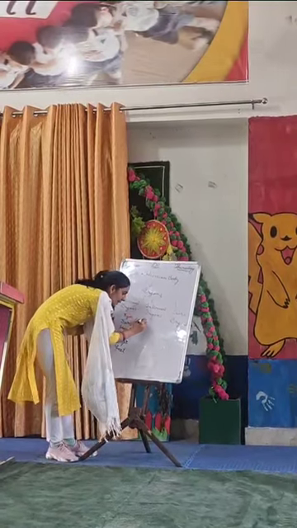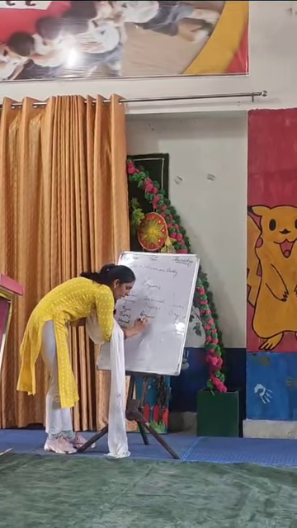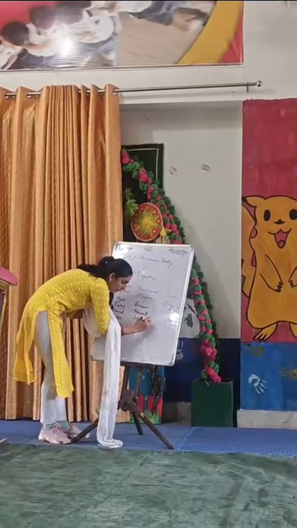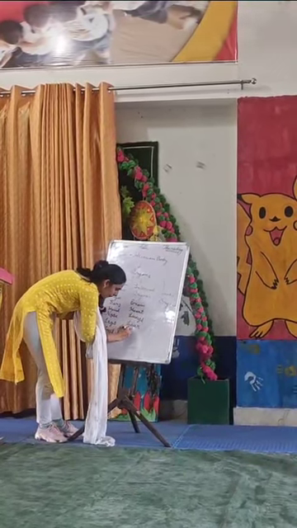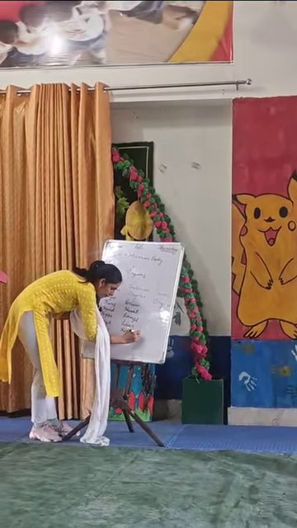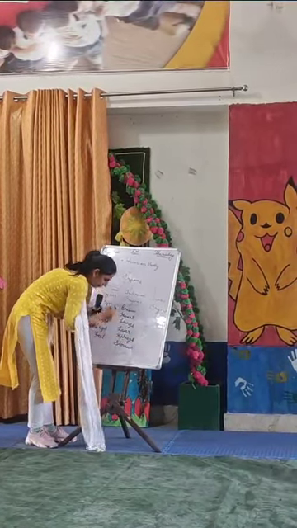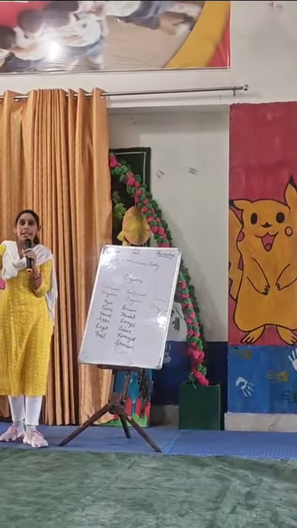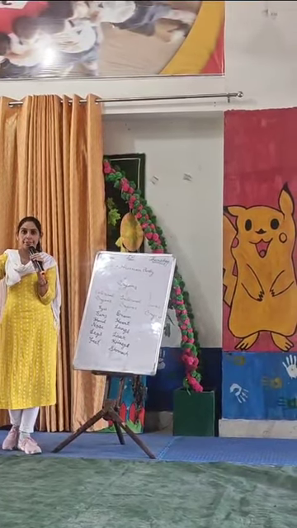So here are internal organs: brain, heart, lungs, liver, kidneys, stomach. These are internal organs which are located inside our body and we cannot see and touch them. But these all internal parts have different functions.